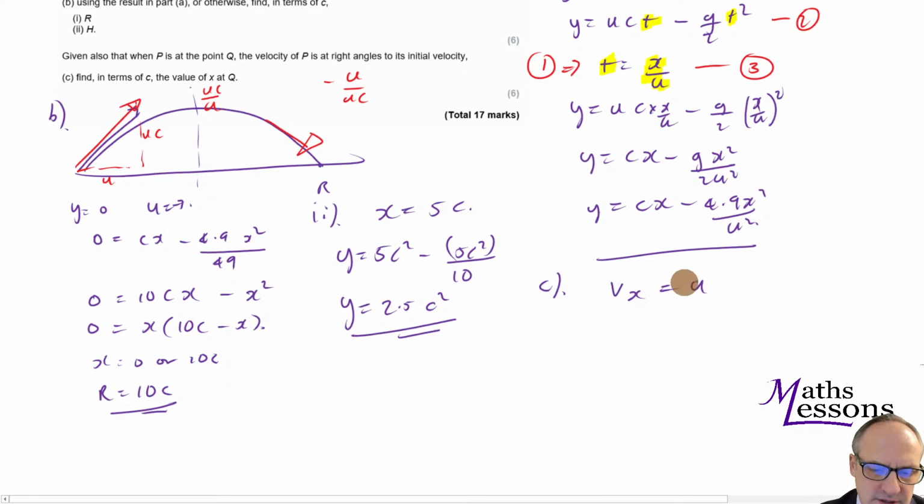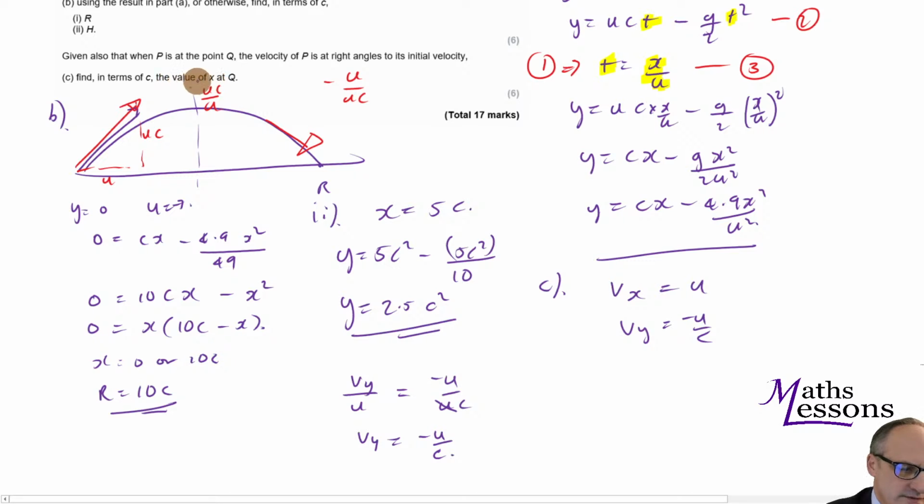Okay, so if we know that, let's just put Vy over U, and we know that the ratio of this has got to be equal to minus U over UC. We can see that Vy will therefore equal, if we times that by U, we're going to end up cancelling out of U. It's going to be equal to minus U over C, is what our Vy is going to be. So we're going to make our Vy equal to minus U over C.